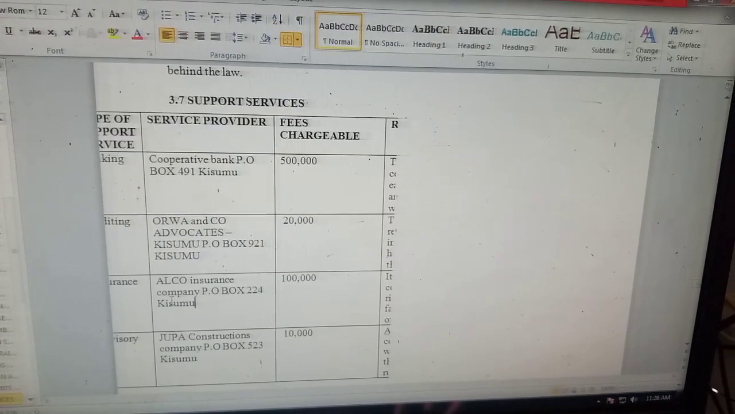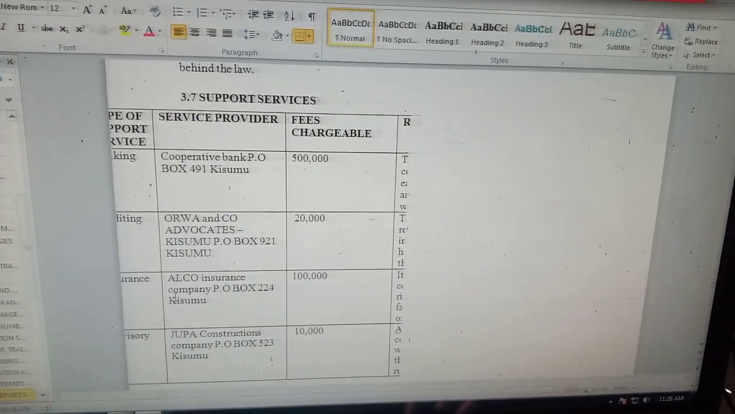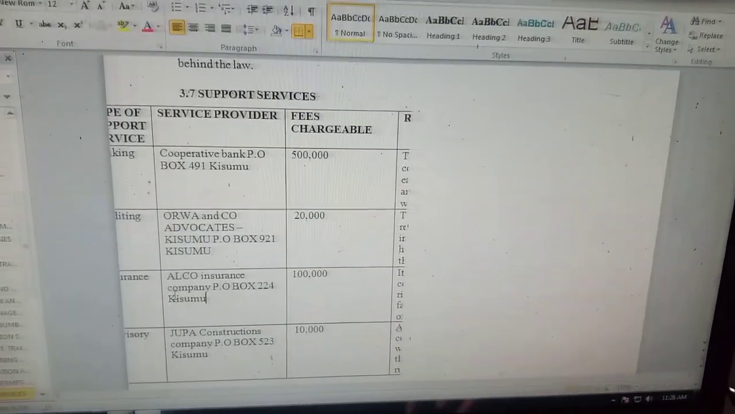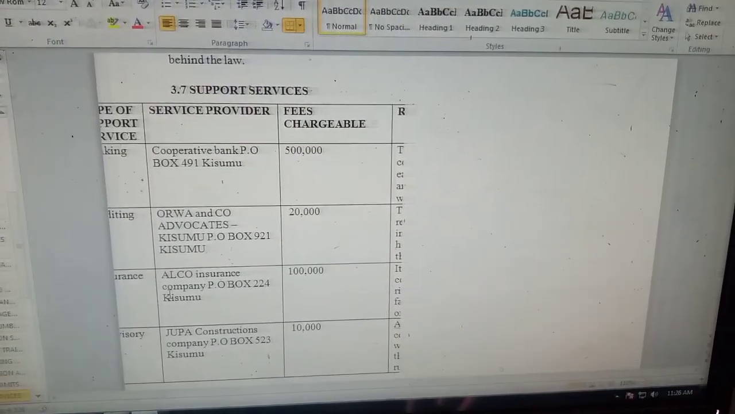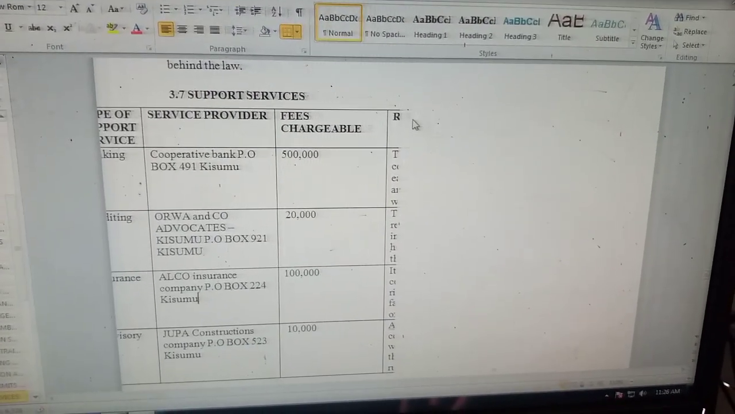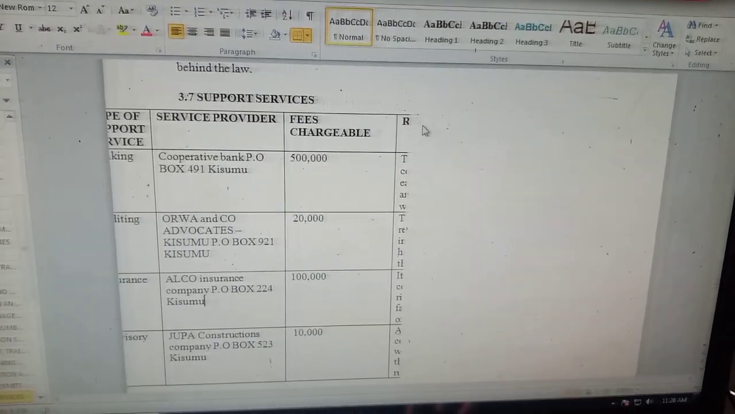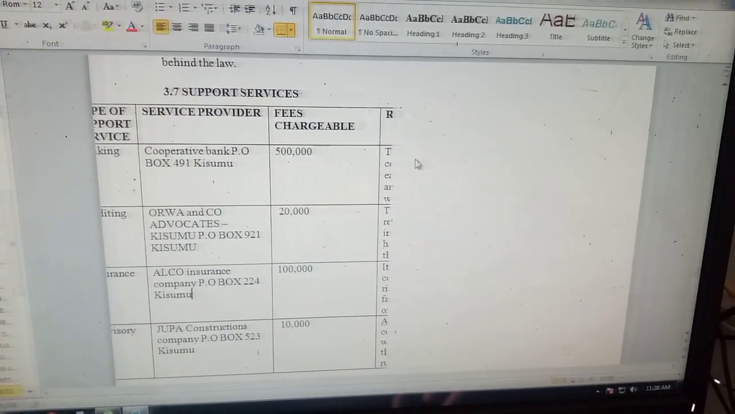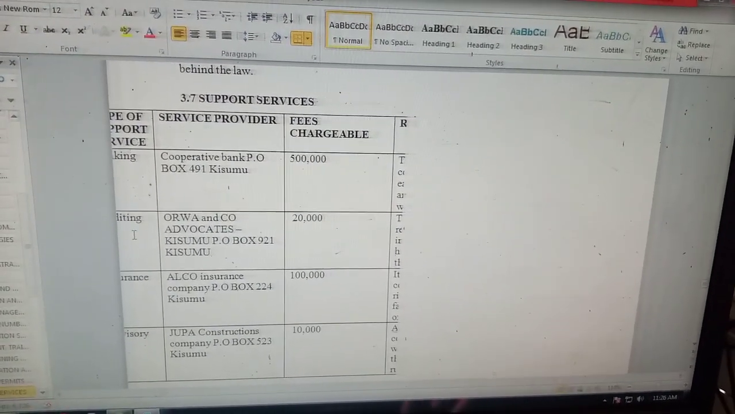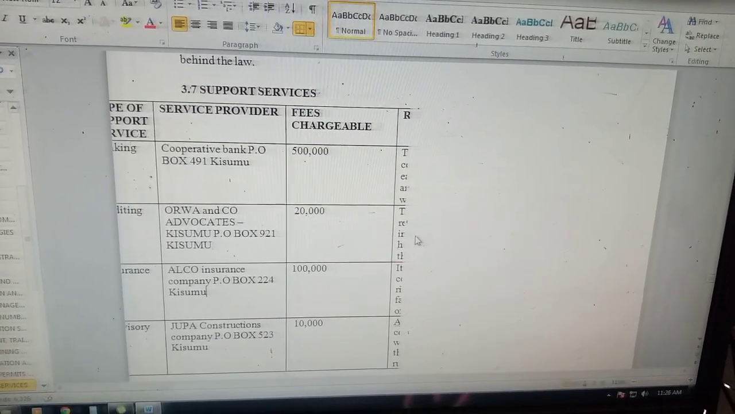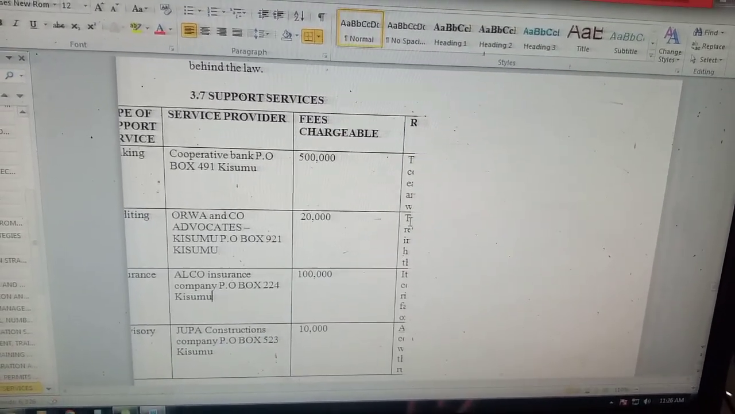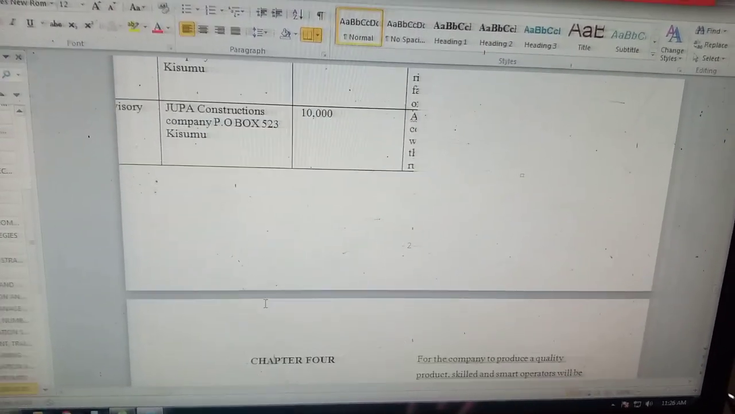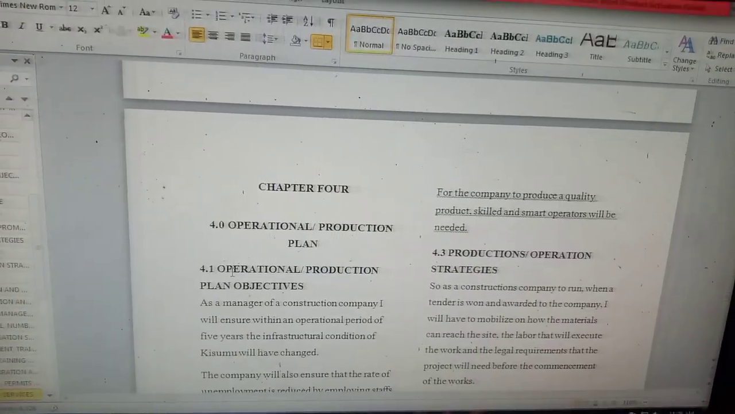So you will also list the support services your business will have, and the charges they'll charge you either per year, per month, or the way you'll decide. Then the reasons and the functions of those support services you'll have to explain there. If it is the bank, you'll explain what the bank is offering to your business. If it is the advocates, you'll explain what the advocates are helping you with. If the insurance companies, you'll explain advisory, and so on and so forth. So after that, that is the end of chapter 3.